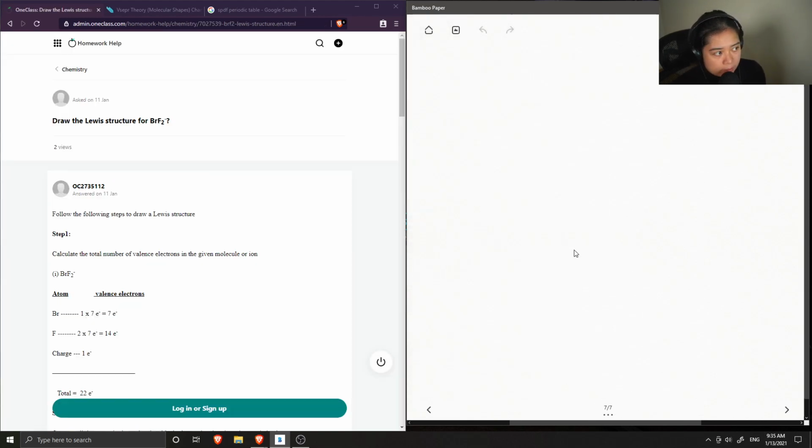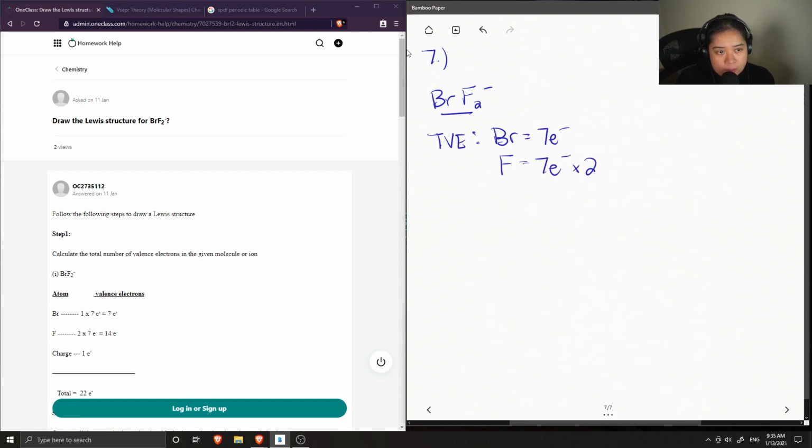Question 7, draw the Lewis structure for bromine difluoride that has a negative charge. So first, let's find the total number of valence electrons. Bromine has 7, and fluorine also has 7, and we multiply it by 2 since there are 2 fluorine atoms. Then we're going to add an additional 1 electron because we have a negative charge, and we should get 22 valence electrons.